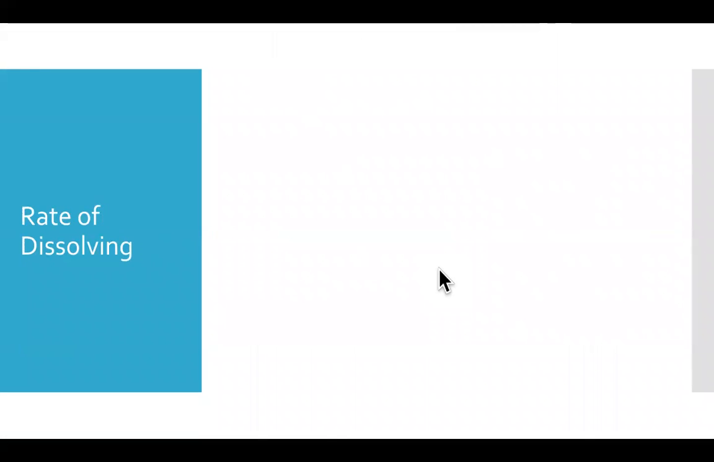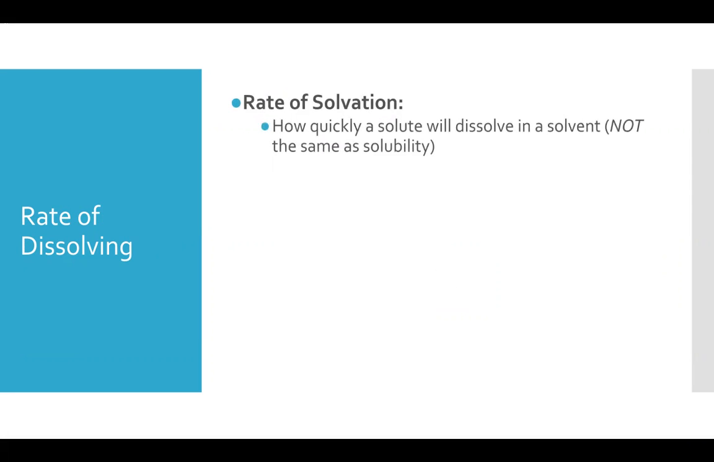Last idea is that rate of dissolving, or rate of solvation, is how quickly a solute will dissolve in a solvent, and it's not the same thing as solubility. That's how much will dissolve. Rate is how fast it dissolves. And I just want you to know that there are some things that affect the rate of solvation. Those are surface area. So the smaller the surface area, quicker things dissolve. That's why sugar crystals dissolve faster than big sugar cubes.